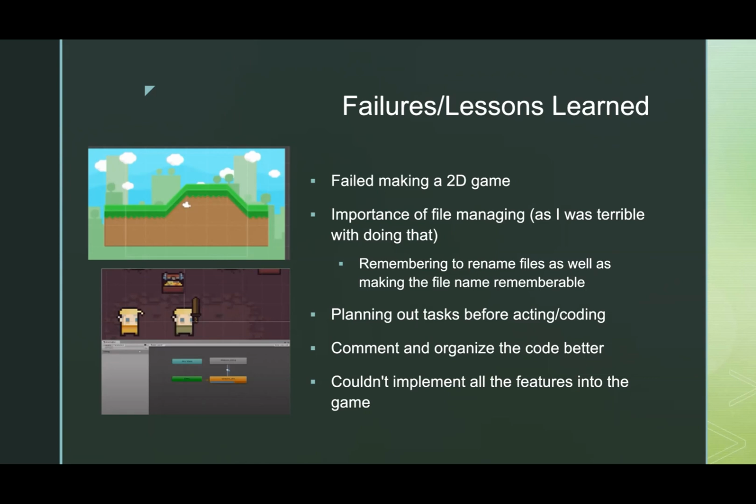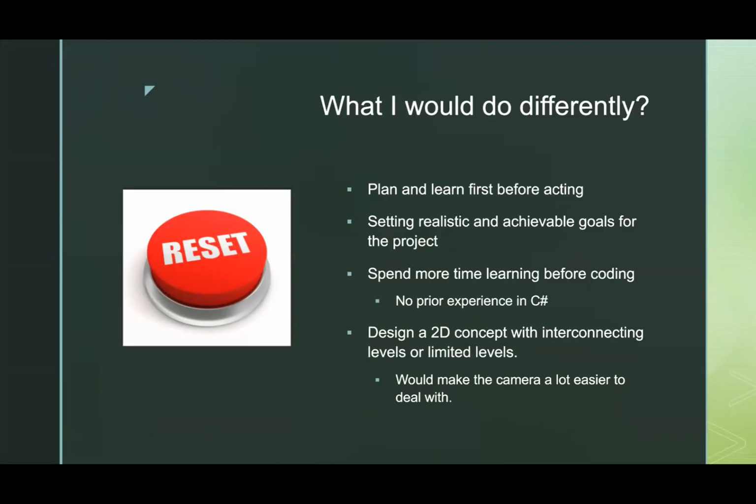And then obviously the planning out of the code. I kept trying to do the code before actually understanding what it is I'm trying to do. So a lot of times it came out biting me in the butt because I didn't know what exactly was going on. And then obviously making better comments, so if I were to do this in the future, people could look at the code and be like, okay, what is going on? And then implementing features into this game that I didn't have time to do. And what I'd do differently: basically plan and learn first before actually acting, because that bites me in the butt a lot.